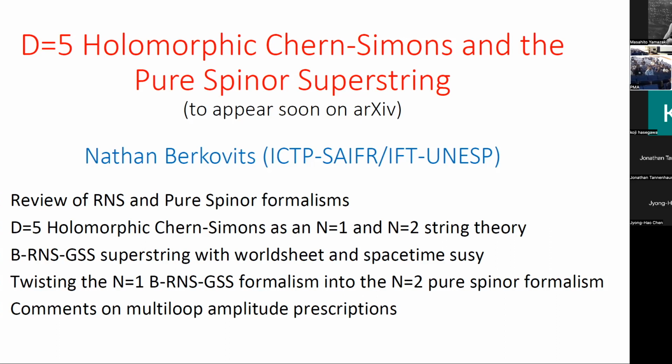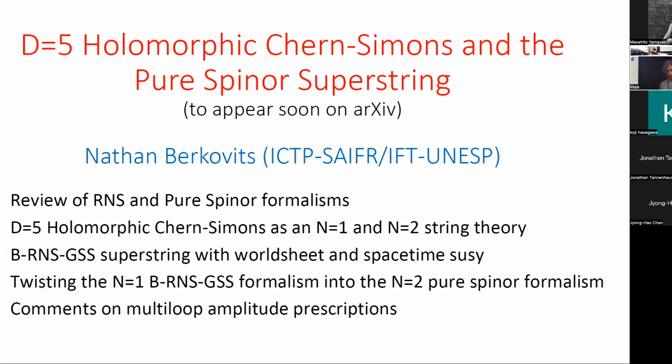There's another type of string theory which can be described as N equals 1 and N equals 2, which is this holomorphic Chern-Simons. It turns out that the relation between the N equals 1 and N equals 2 descriptions of holomorphic Chern-Simons is very similar to the relation between RNS and pure spinor. You need a slightly more extended version of RNS, which I'll call BRNS GSS. And by twisting this new kind of superstring, in the same way as Chern-Simons can be understood as twisting the RNS, you can understand the pure spinor formalism.